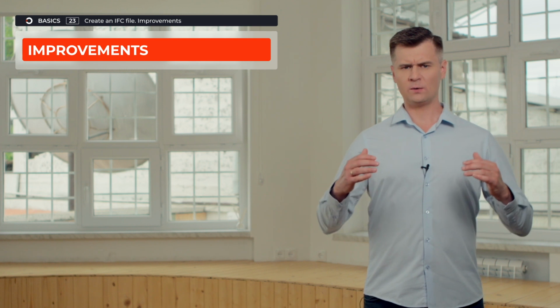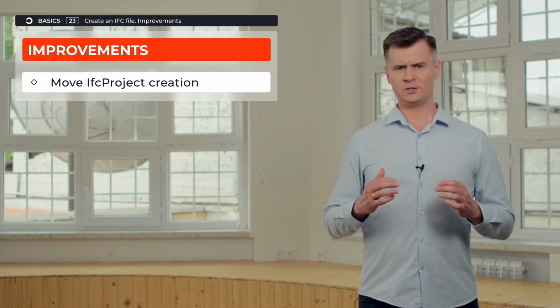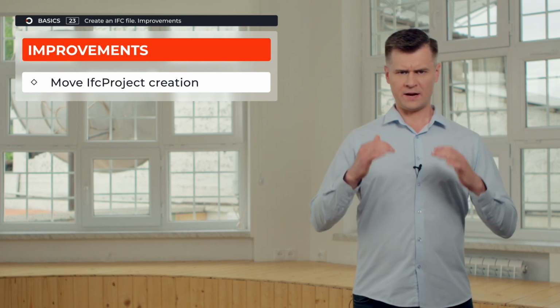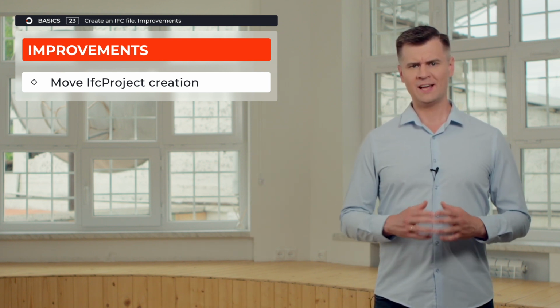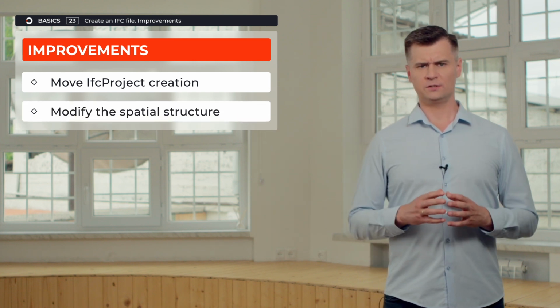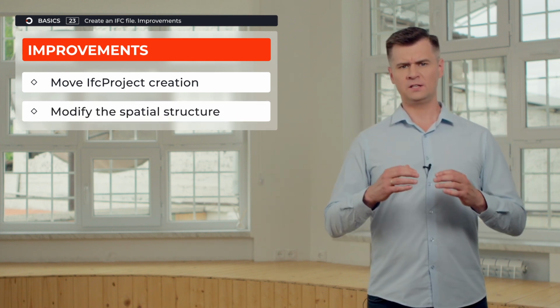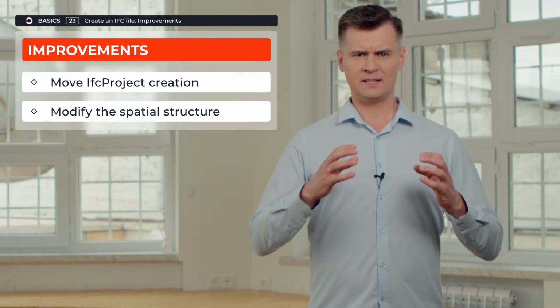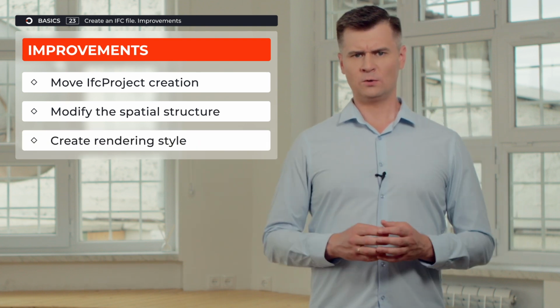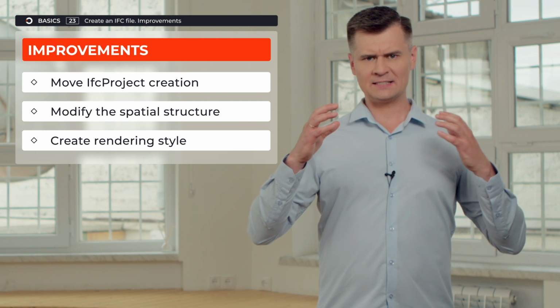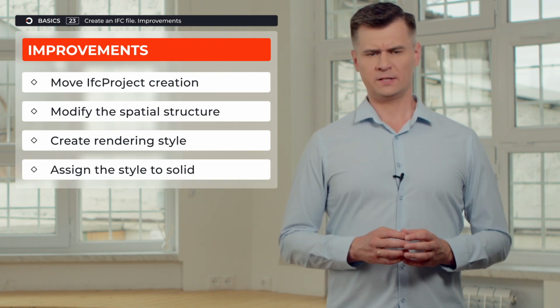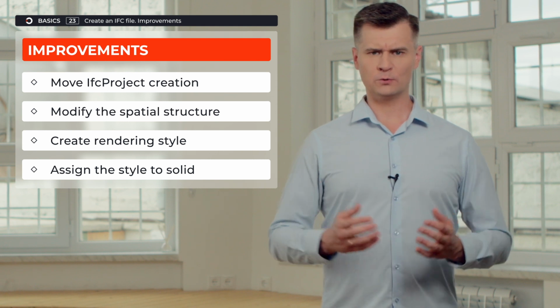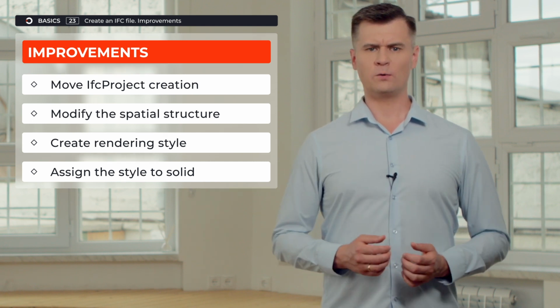Now, just to sum up what we're going to do. We are going to introduce the following changes in our code. Move the creation of the IFC project entity higher, right after the unit assignment creation. Next, modify the spatial structure and introduce additional levels to achieve a hierarchical structure. Next, create the necessary rendering style for our solid representing our column and assign this style to this solid. All this will help us to improve the output IFC file that we receive in our demo application.